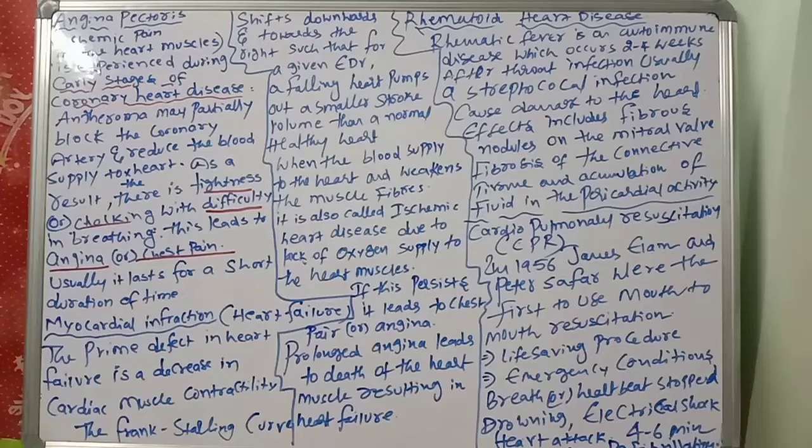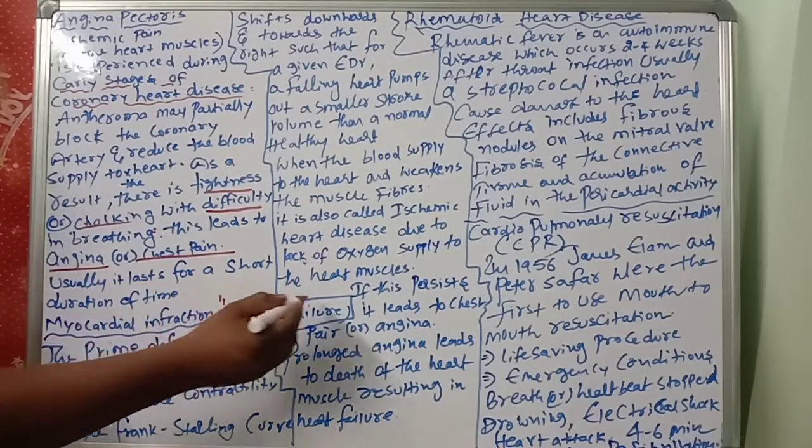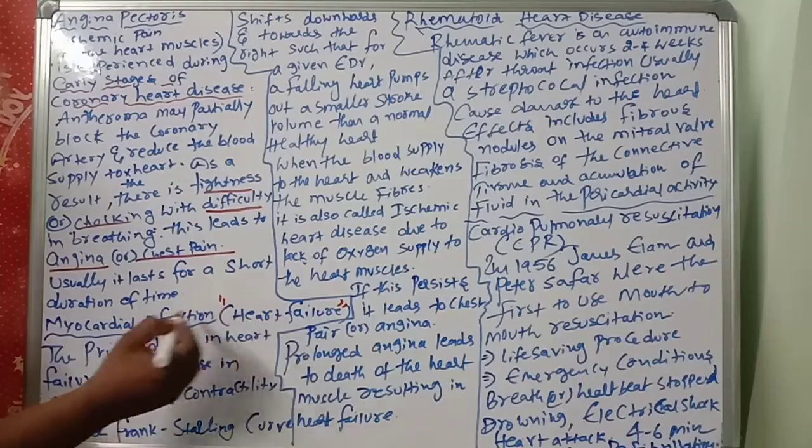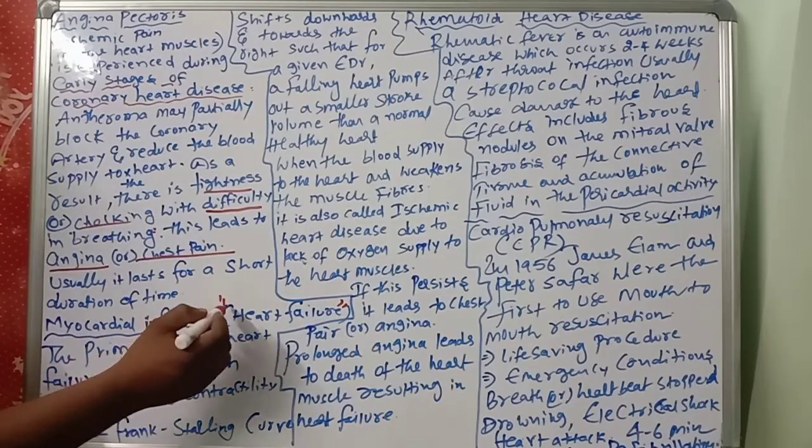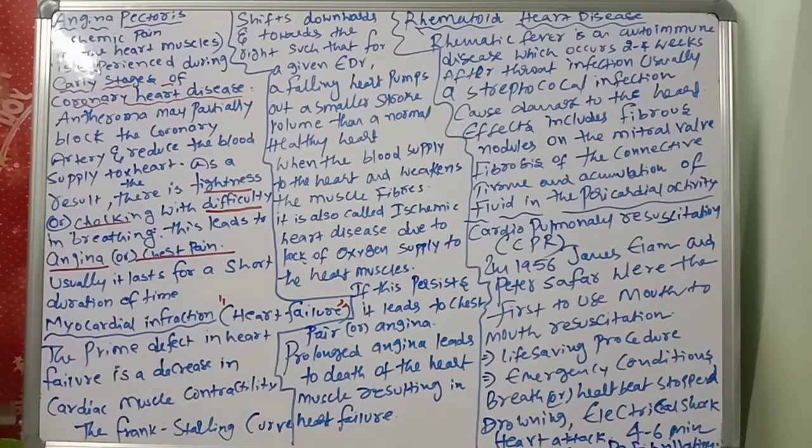Circulatory system. It is also a problem of the circulatory system. The next important problem is myocardial infarction. What is the meaning of this? Myocardial infarction means heart failure. Myocardial infarction means nothing but heart failure. So, observe very carefully.